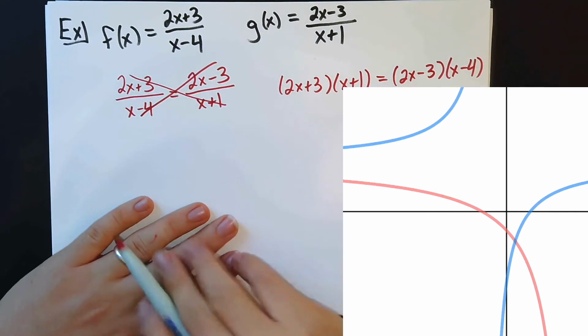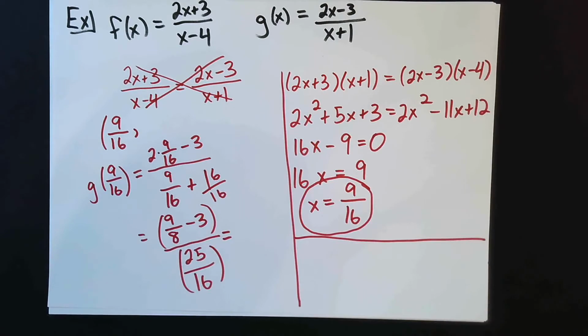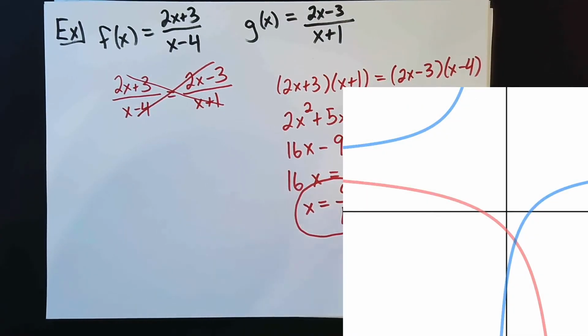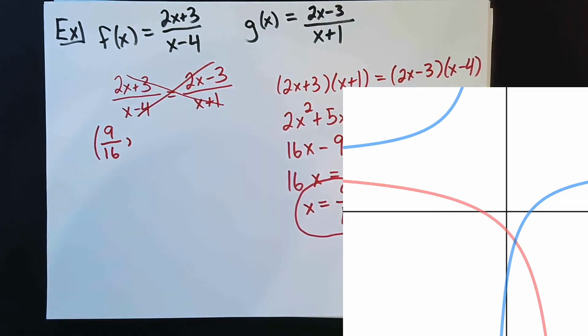And I now have to FOIL out this whole mess. So that'll be 2x squared plus 5x plus 3 is equal to 2x squared minus 11x plus 12. I'll move everything over here, so the 2x squareds will cancel. I'll get 16x minus 9 equals 0. 16x equals 9, so x is 9/16. So that is the x-coordinate of my intersection.